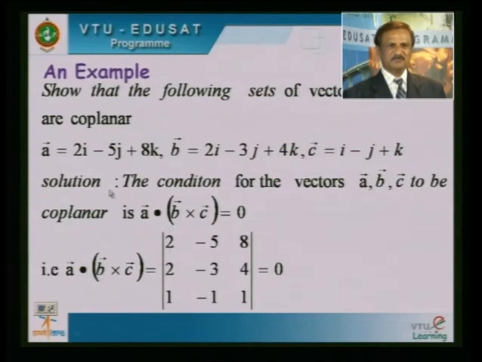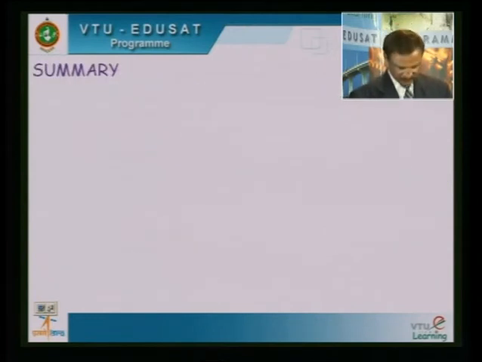A dot B cross C is equal to the determinant with the first row: the coefficient of i is 2, j is minus 5, k is 8. Similarly, 2, minus 3, 4 in the second row, is it clear? And in the last vector, the coefficients of i, j, k are 1, minus 1, 1, is it clear? And as usual, you can expand, the expansion is known, 2 into, first column and first row you can ignore, minus 3 into 1, minus minus 1 into 4, minus 5 times of, ignore the middle column and first row, 2 into 1, minus 1 into 4, plus 8 into, ignore the last column and first row, 2 into 1, 1 into minus 3. Simplify, I hope you will get equal to 0. Then you can say that all the 3 vectors are coplanar.